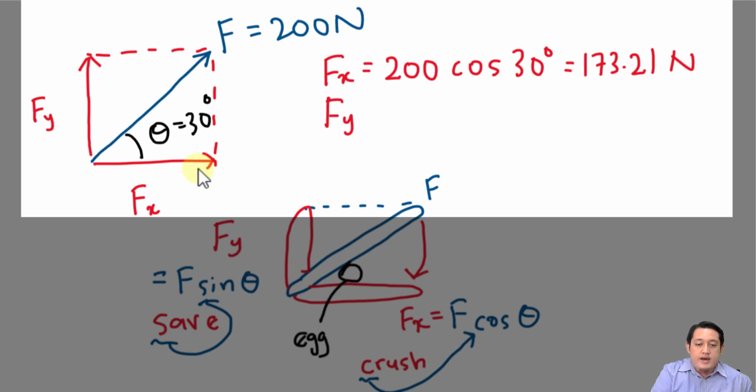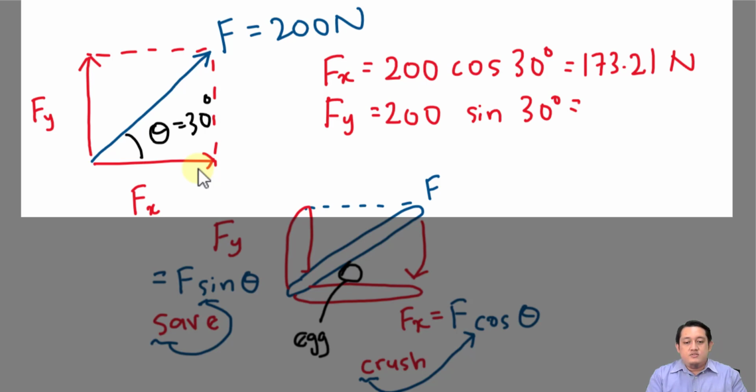Okay, so what about Fy? When we want to resolve our F to the Y direction, what will happen to the angle? The angle will be saved, so we use sine. So Fy here is 200 sine 30, which is equal to 100 Newton. As simple as that. Very easy.